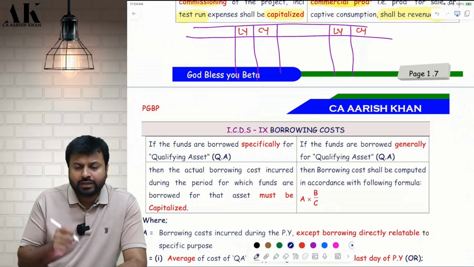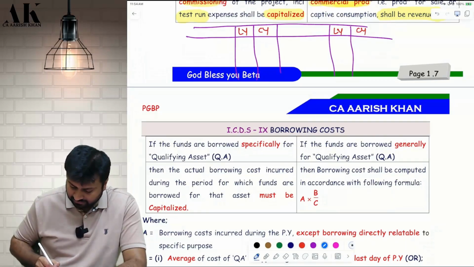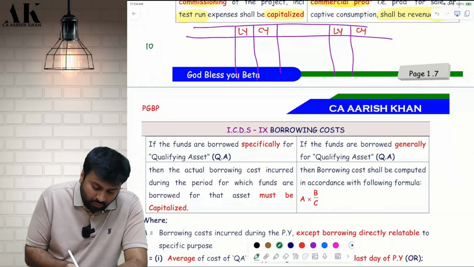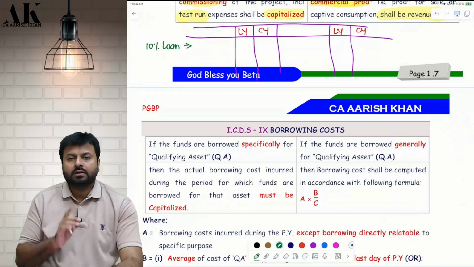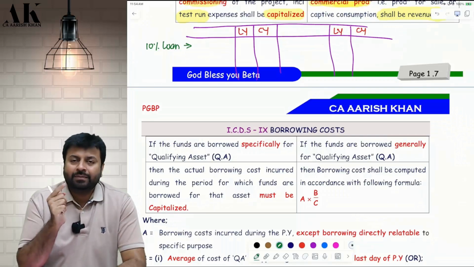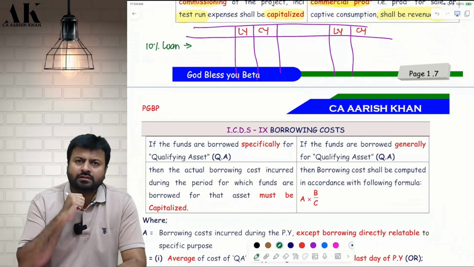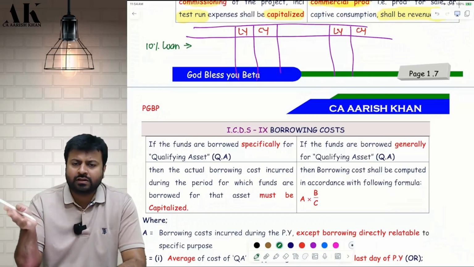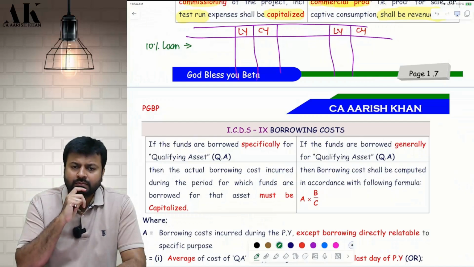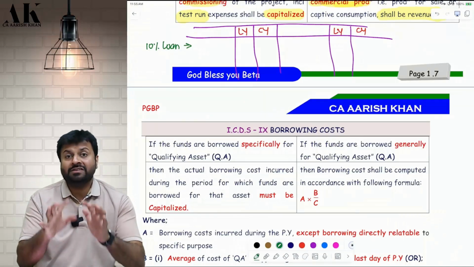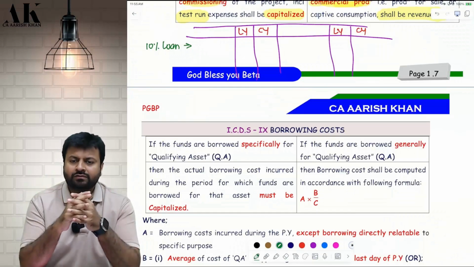Now there can be two types of loan in my balance sheet. Listen carefully, all of you. Two types of loan. Loan number one, 10% loan. First loan can be such kind of loan which is specifically for an asset. I know that I have taken this loan for the asset only. Which asset, sir? Qualifying asset. Sir, what do you mean by the term qualifying asset? You might have heard in accounts, financial reporting.